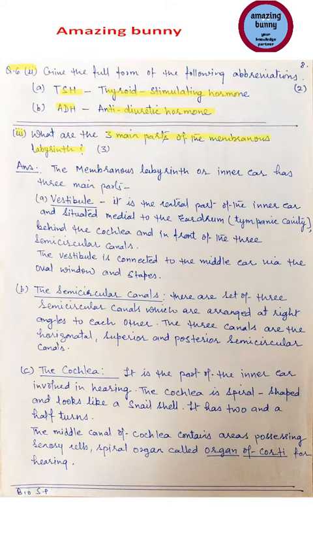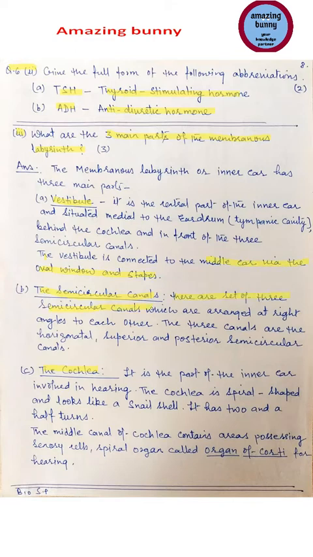The membranous labyrinth or inner ear has three main parts: vestibule, semicircular canal, and the cochlea. Now what is vestibule? It is the central part of the inner ear, and it is situated medial or middle to the eardrum tympanic cavity, behind the cochlea and in front of the three semicircular canals. The vestibule is connected to the middle ear via the oval window and stapes.